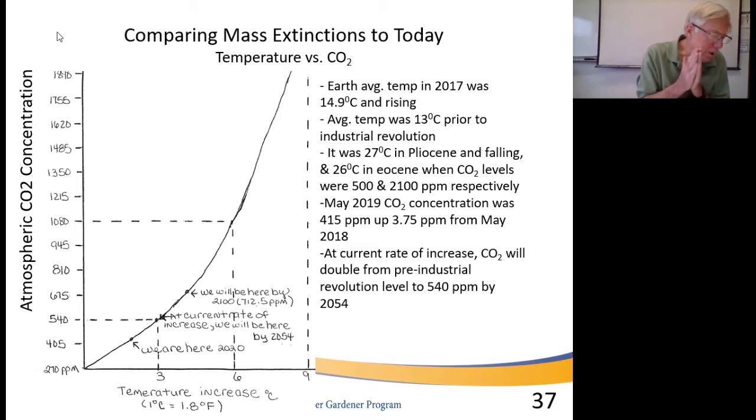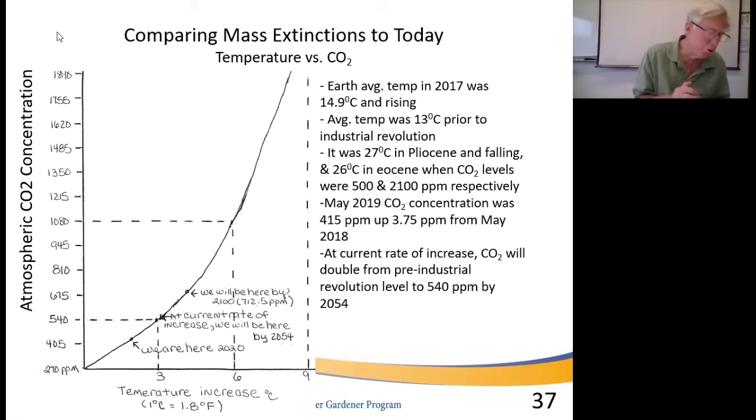The thing about it is that doubling atmospheric carbon dioxide produces a 3 degree Celsius temperature rise on a global scale. And that is regardless of whether the doubling occurs from 2,000 to 4,000 parts per million, or from 270 to 540 parts per million.